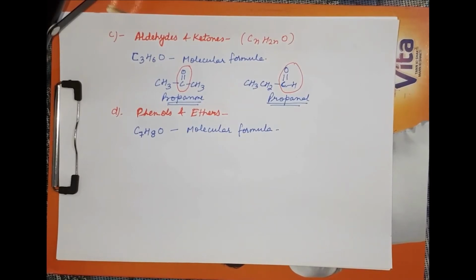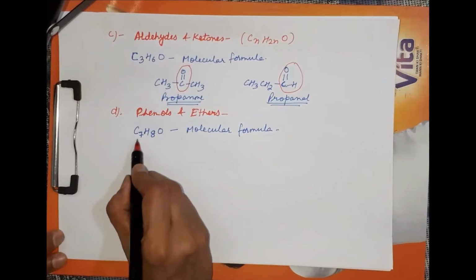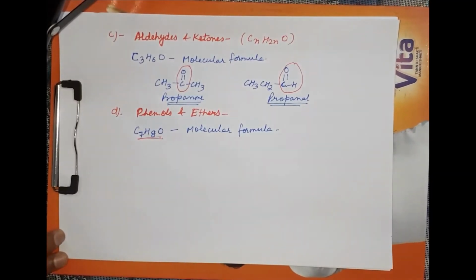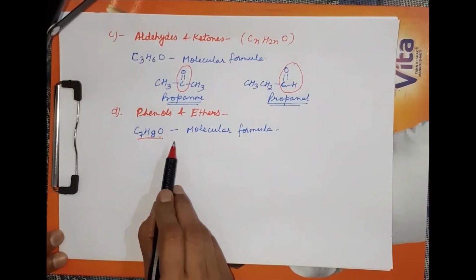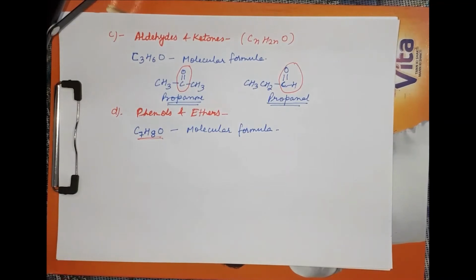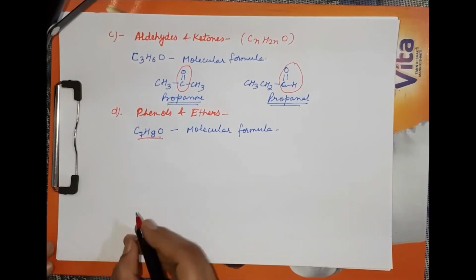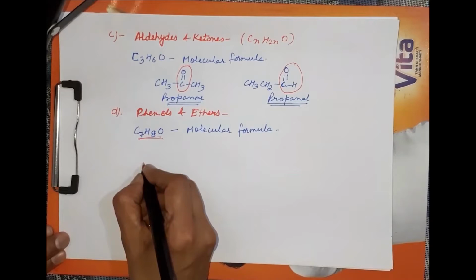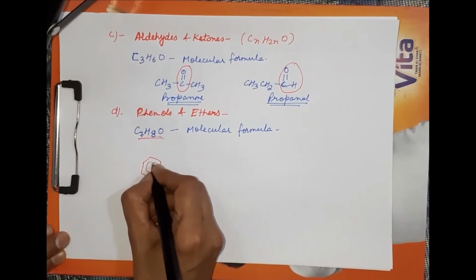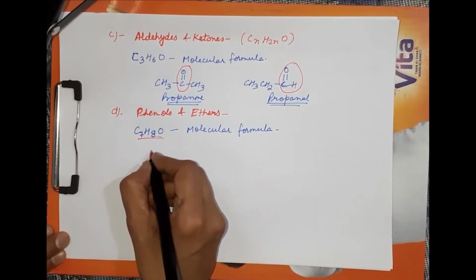Another example we can see: suppose there is a compound having the molecular formula C7H8O. Simply we can write it in the form of phenol. We can write it like this.